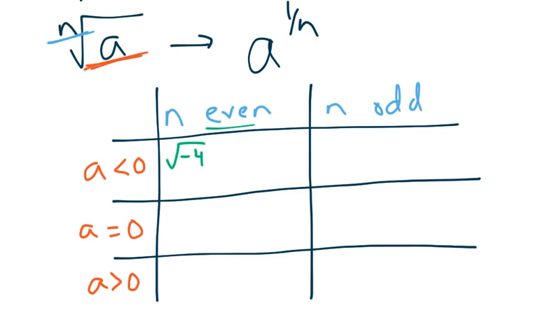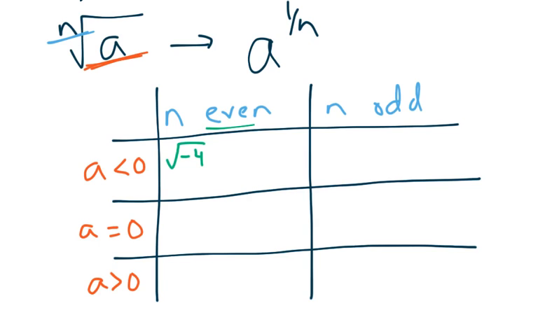The reason why there's not a number where if you multiply it by itself you get negative 4 is because positive 2 times positive 2 gives you positive 4. If you use negative 2 and negative 2, you get positive 4 again. The only way you can get negative 4 is positive 2 times negative 2, but those aren't the same numbers, so it wouldn't be a square root.